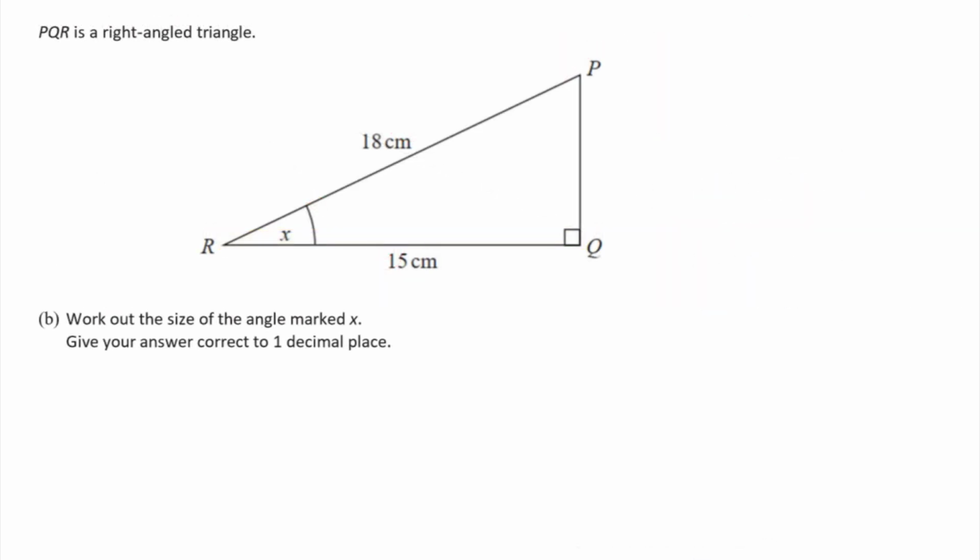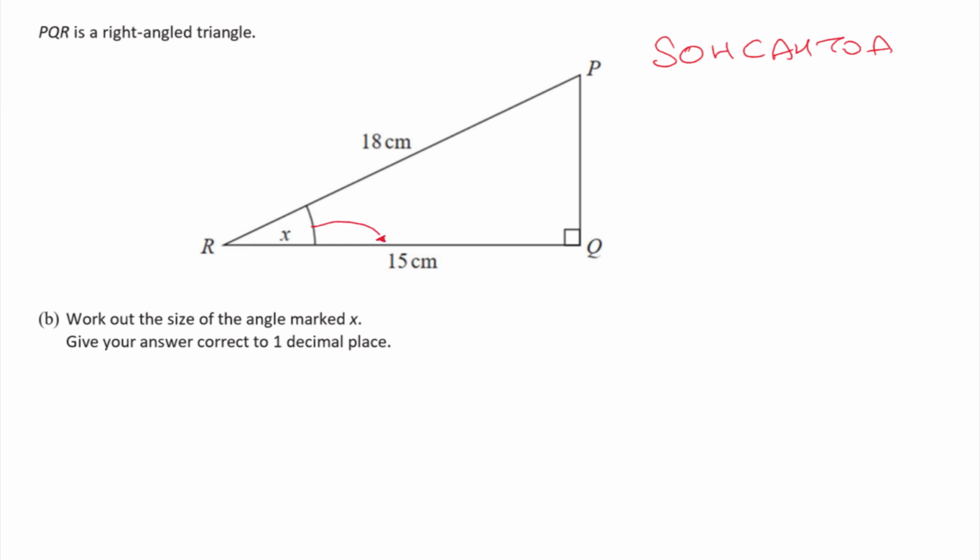Okay. In part B, we're given triangle PQR, and this time we've been given an angle which we don't know, and we've been given two other sides, and we need to work out the size of the angle marked x, and again we need to give our answer correct to one decimal place. Now this is still a right angle triangle question, so it's still going to have to do with our three trigonometric ratios, SOHCAHTOA.